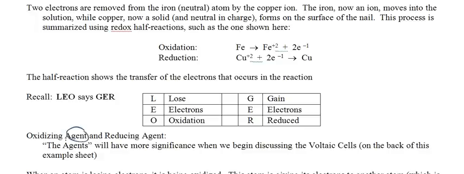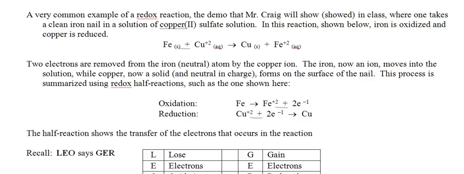Oxidizing agents and reducing agents. Let's take a refresher on that. Remember, when we talk about agents, number 1, they must be on the reactant side. Also, the agents have the opposite name of what they're doing. So in other words, the iron in our example here is being oxidized. Therefore, it's allowing the copper to be reduced. Therefore, the solid iron is our reducing agent because it is oxidized.